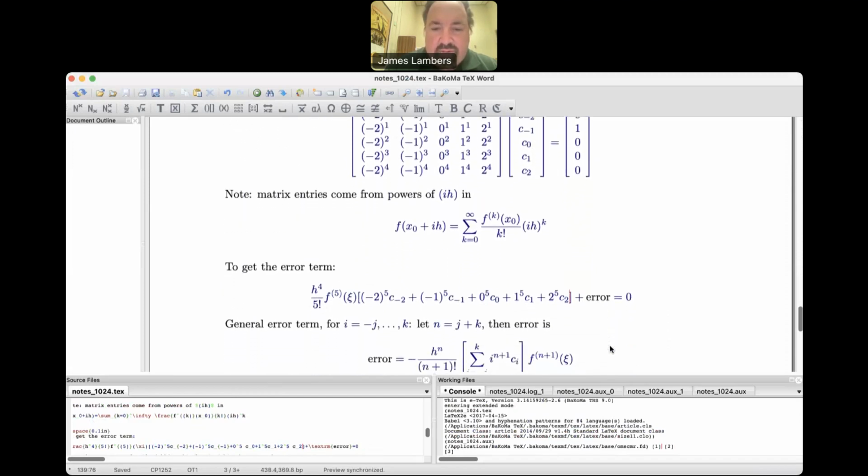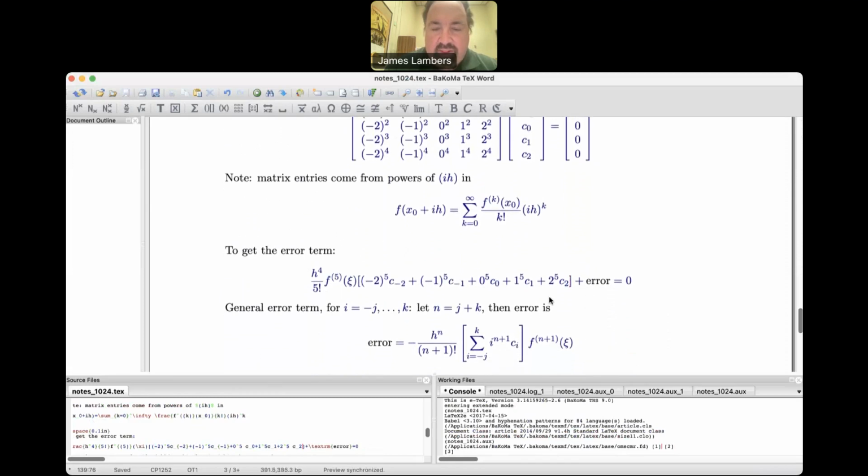So in general, the error formula is equal to minus h to the n over n plus 1 factorial, where n, for convenience, is defined to be j plus k. And then you have this summation that has i to the n plus 1 power times your coefficient c_i, and all of that is times the n plus first derivative of f evaluated at an unknown point.